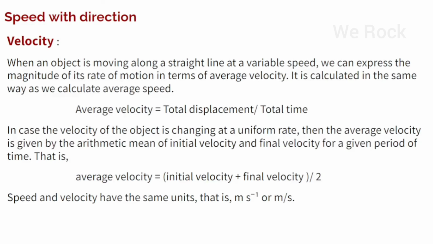When an object is moving along a straight line at a variable speed, we can express the magnitude of its rate of motion in terms of average velocity. It is calculated in the same way as we calculate average speed. In case the velocity of the object is changing at a uniform rate, then the average velocity is given by the arithmetic mean of initial velocity and final velocity for a given period of time. Speed and velocity have the same units, that is meter per second.